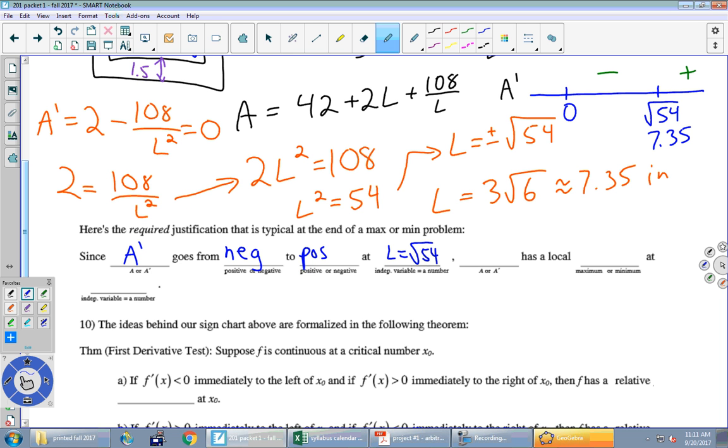And now we're about to describe whether we have a local min or max. Is this a local min or max on A or A prime? It is A. And in this case, we had a local min at, and then we write exactly the same input value that we did before. L equals root 54. Okay, so there's our sentence. It's always an A prime in the beginning, and it's always positive, negative stuff. Maybe the order is different. And then it's always A having a max or a min, okay?